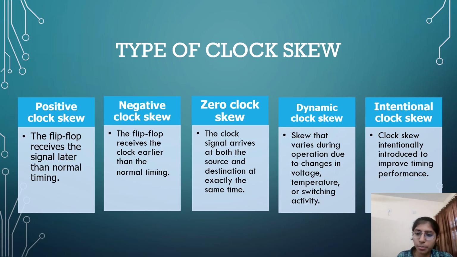Fourth one, dynamic clock skew. Skew that varies during the operation due to changes in voltage, temperature or switching activities. So the fourth one is generated due to changes in the external surroundings of the circuit. And the last one is intentional clock skew. Clock skew intentionally introduced to improve the timing performance. This is performed because we want betterment in the circuit by generating the clock skew by ourselves.